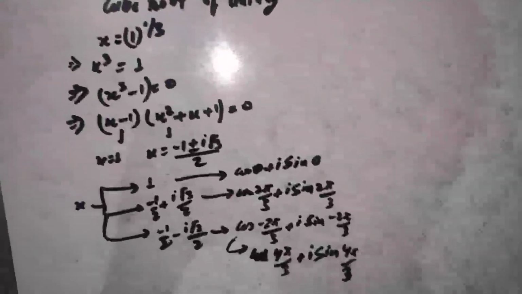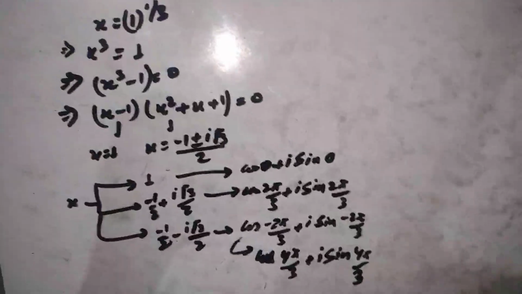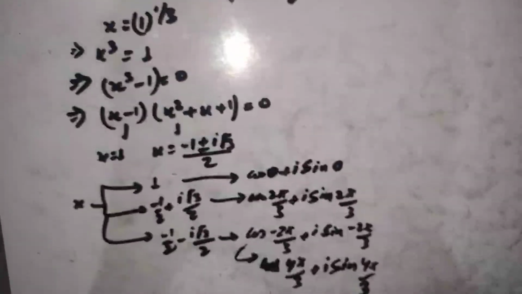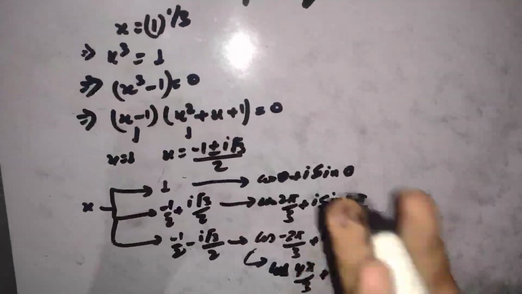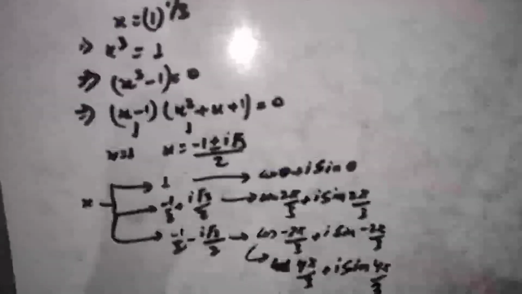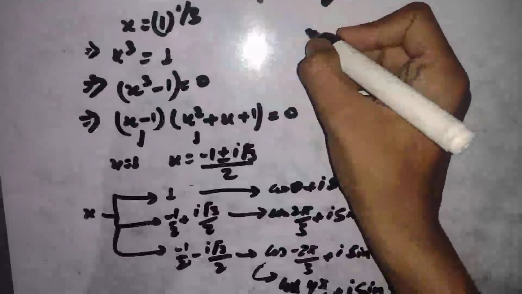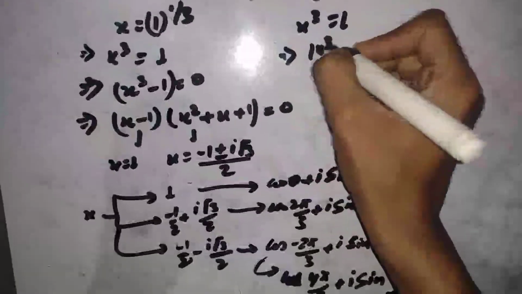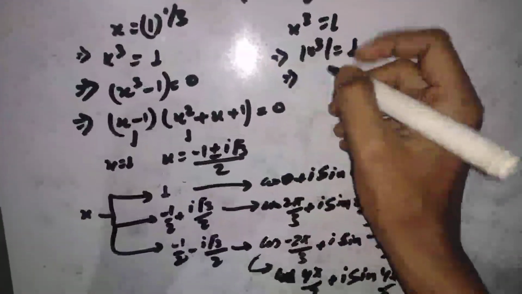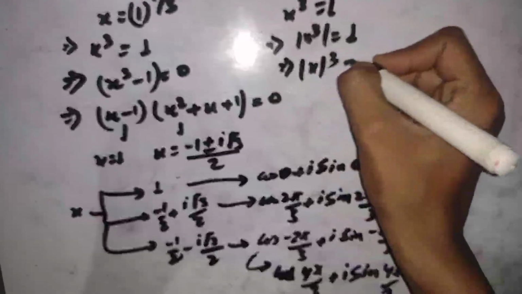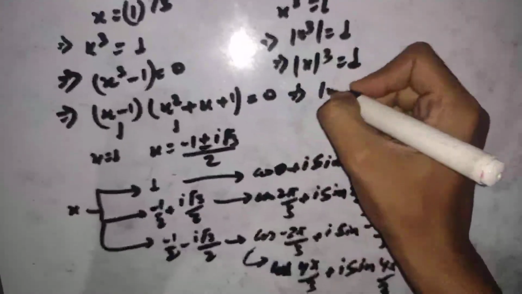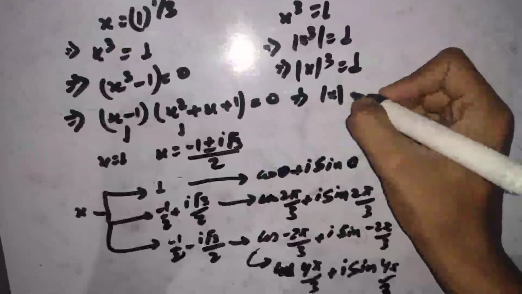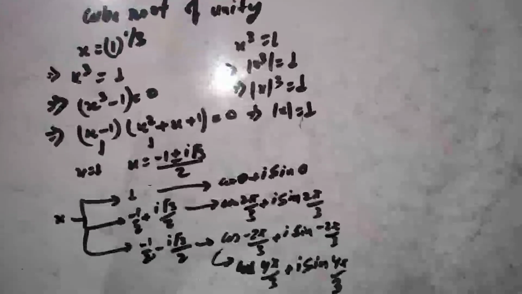Now we'll plot this geometrically to find out what we are getting. But before that, we'll see what this equation actually states. So x cube equals 1. This implies that mod x cube equals 1. This implies that mod x whole cube equals 1. This implies that mod x equals 1. So this is actually a circle of radius 1 unit.